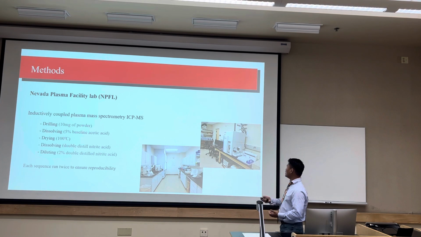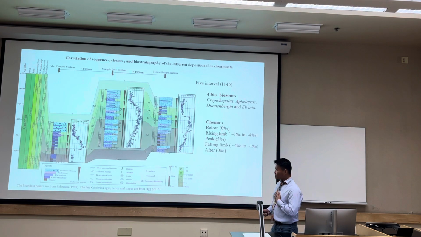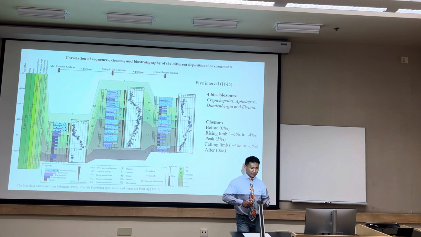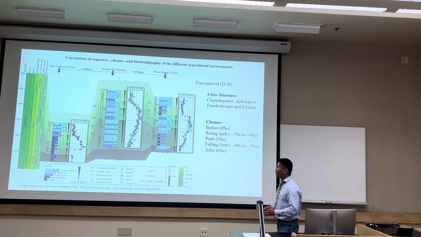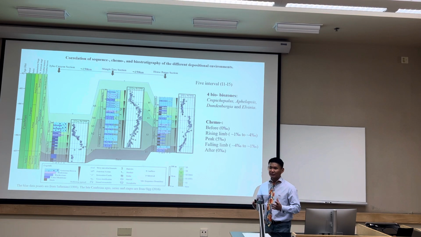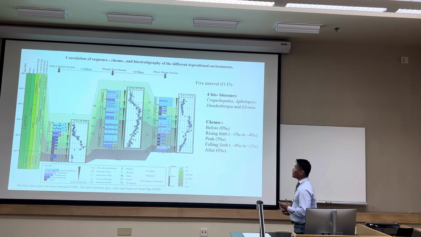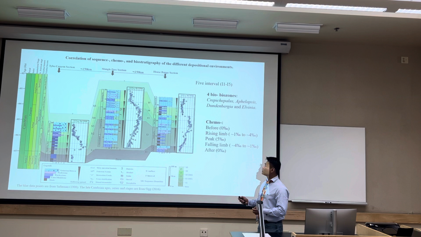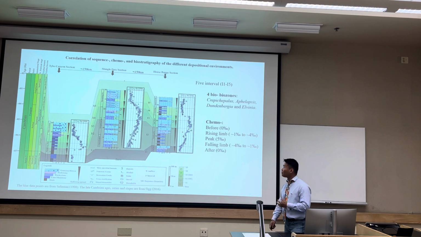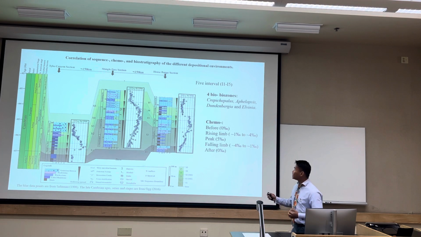So this is the lab. Before moving into the geochemical data, let's look at the overall stratigraphic framework in the Great Basin during the late Cambrian period. Here I'm able to correlate these three deposition environments with the sequence stratigraphy, chemostratigraphy, and also biostratigraphy. In the correlation here, 5 intervals are identified.